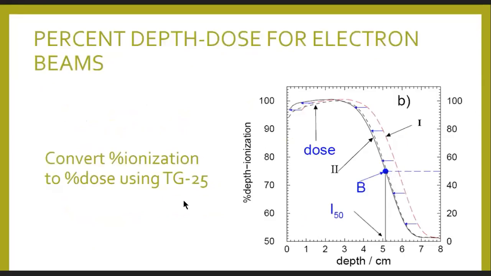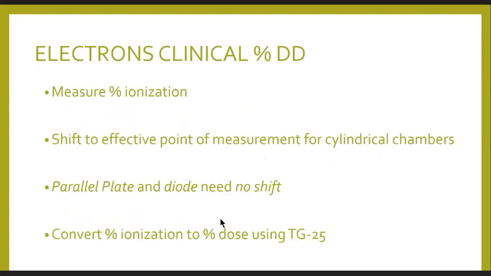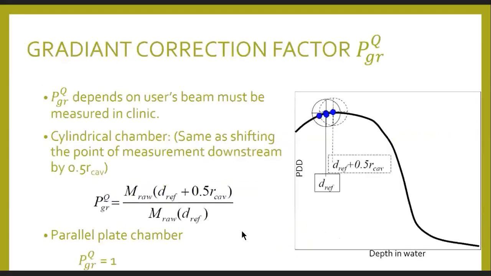Because of the variation of the stopping power ratios. Then as a summary, we can measure the depth ionization curve. We shift the effective point of measurement for cylindrical chambers, and for diodes and parallel plate chambers, no need to shift. And actually, if we're measuring percent depth dose with diodes, no need. The measured values are directly considered as a percent depth dose. Then we convert the percent depth ionization to percent depth dose using TG51 values.